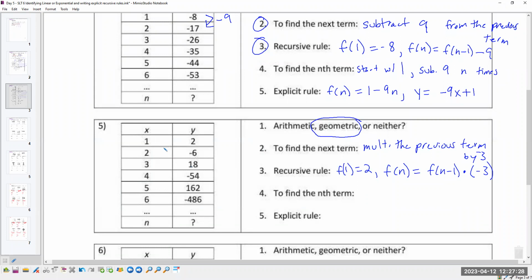Okay, again, we have the problem. To find the nth term, I need the 0 term. So I'm going to divide by negative 3, and I'm going to get negative 2/3. So I'm going to start with negative 2/3. I'm going to multiply by negative 3 n times. So a times b to the x, f of n, is a times b to the independent variable. And if you use x and y, that is fine. What I'd like you to do is to try all of number 6 on your own.